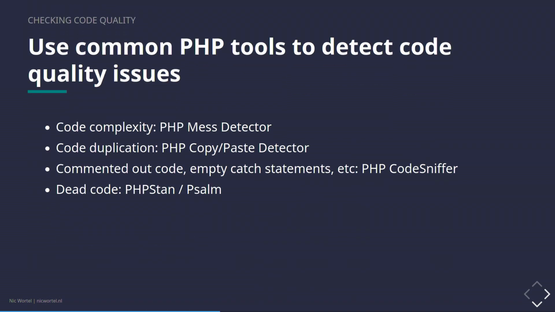Yeah, and there's a bunch of useful PHP static analysis tools which you may or may not already be using for these kind of issues. So for code complexity, like very big files or very complex functions, we have PHP Mess Detector. We have PHP Copy-Paste Detector for detecting code duplication. Code Sniffer can catch a lot of different things for the code quality issues. And tools like PHPStan and Psalm can also detect even dead code, or code that is not reachable and will never be executed.